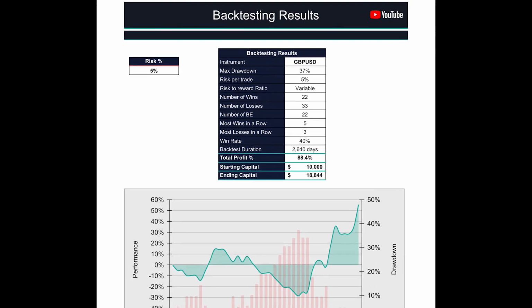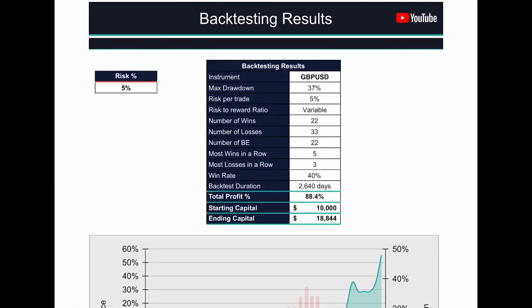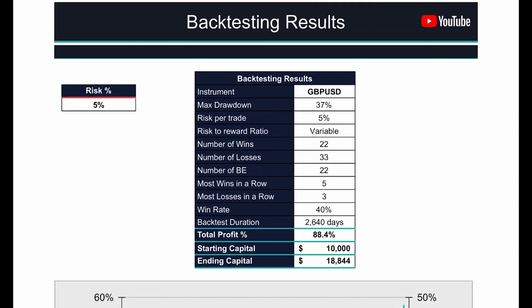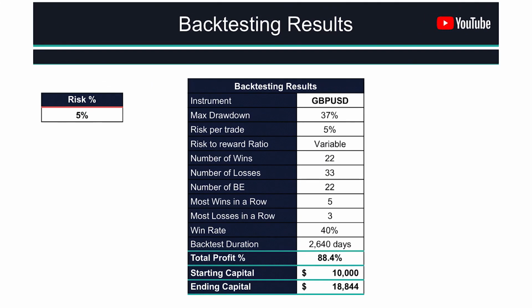So there you go, guys, the results on GBP USD. We had a maximum drawdown of 37%. We were risking 5% per trade with a variable risk to reward ratio. We had 22 wins, 33 losses, and 22 break-even trades. We had a maximum of 5 wins in a row and 3 losses in a row. So that gives us a win rate of 40%.